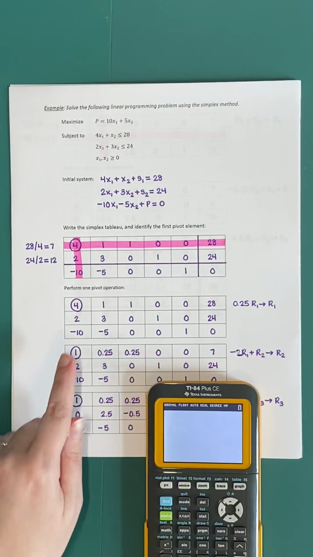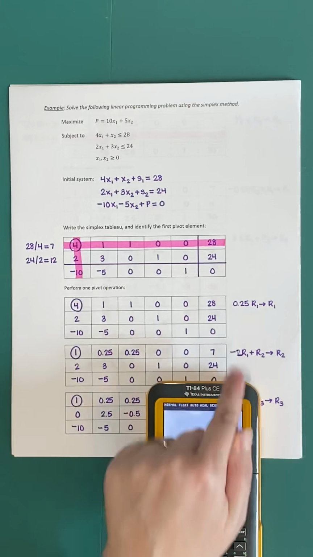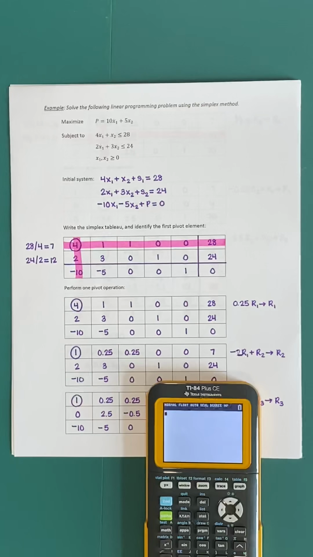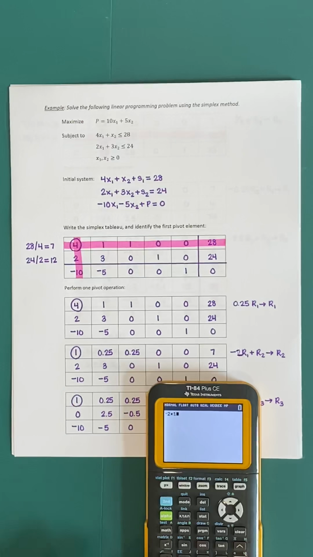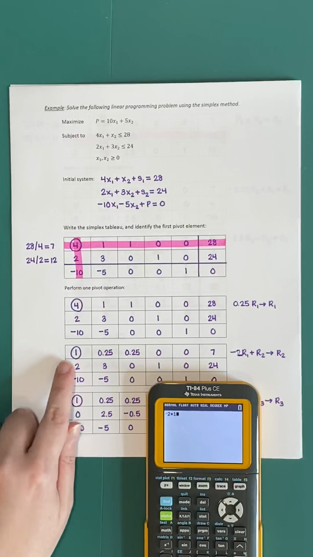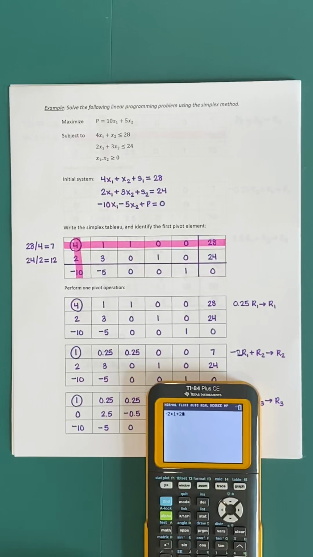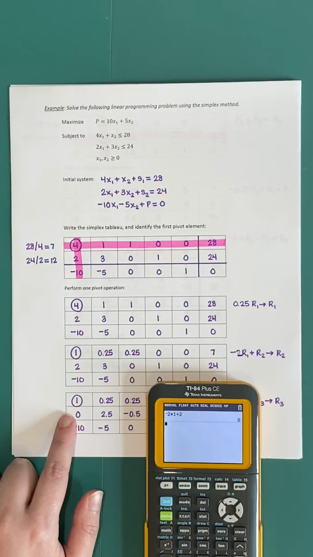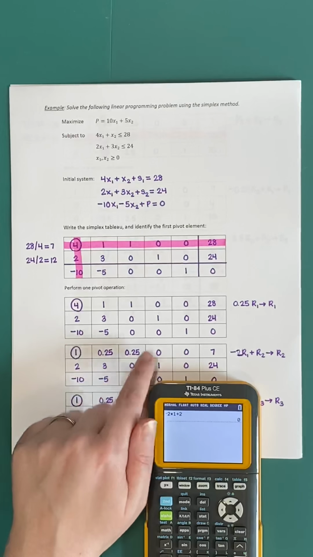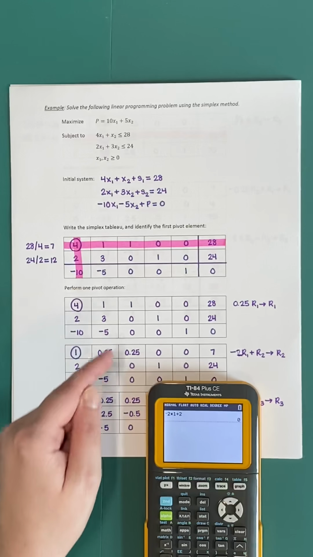Okay, so we're taking -2 times row 1 and adding it to row 2. So let's start with the first element. -2 times 1, and we're adding it to row 2, so +2. Okay, and sure enough, that's 0, so it gives us the 0 we want. Now we have to do the same thing for every other element in the row combined with row 2.